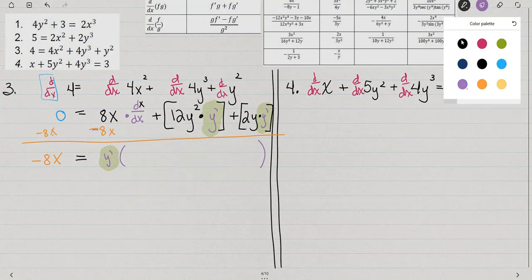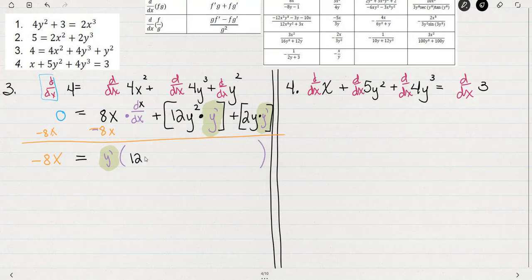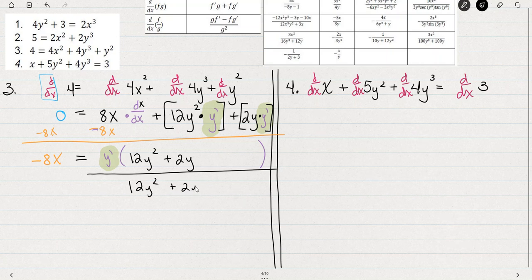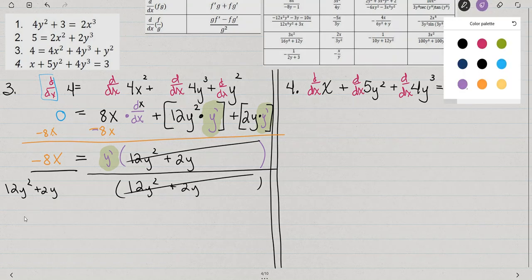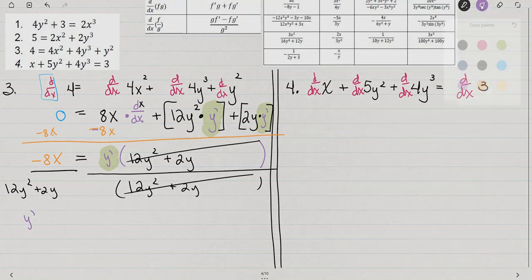What I get is 12y squared plus 2y. And so to solve for y prime, it looks like what I want to do is divide both sides by that 12y squared plus 2y. I'm going to write that like this. I'm going to put the y prime on the left. But watch what's going to happen here, because this does simplify.